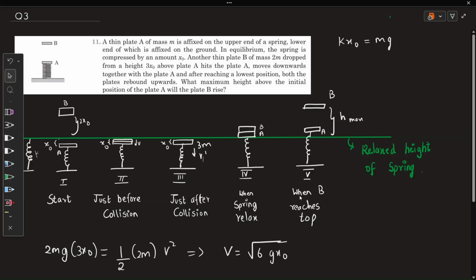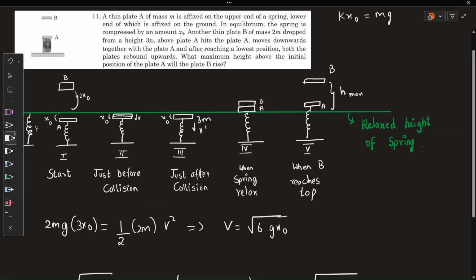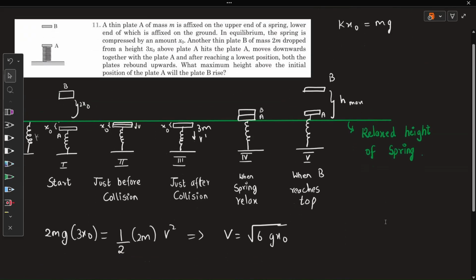Now, from 3, 4, 5, in between parts 3, 4, 5, the energy is conserved. Between 2 and 3, the energy is not conserved because of the inelastic collision. But in 3, 4 and 5, the energy is conserved. So let's write the energy equation.